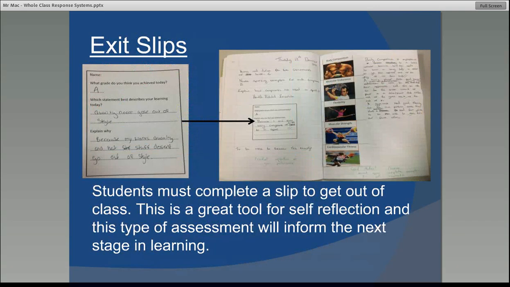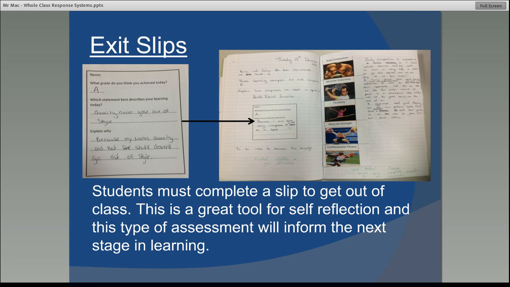Exit slips, now I mentioned these before with Socrative. I use exit slips all the time with my classes, and it's almost routine with my GCSE PE classes. As you can see there, I've got a book of one of my students. On the left-hand page, all I've got is the student writing down the 3 outcomes of the lesson at the start of the lesson. And then I taught the content.